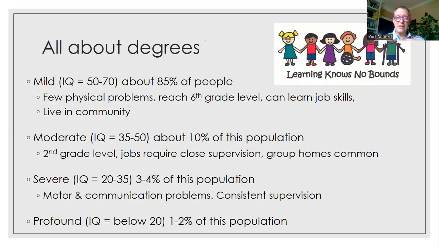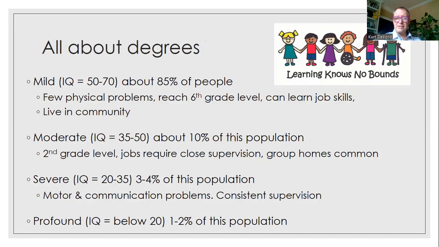Also, in terms of intellectual disability, we have different degrees. We have mild, moderate, and severe. So mild is between 50 and about 70 IQ. About 85% of the people who are diagnosed with intellectual disabilities fall into that category. You have a few physical problems here.